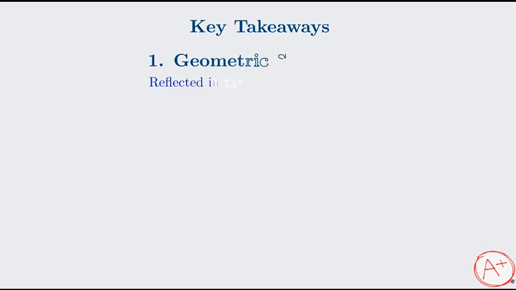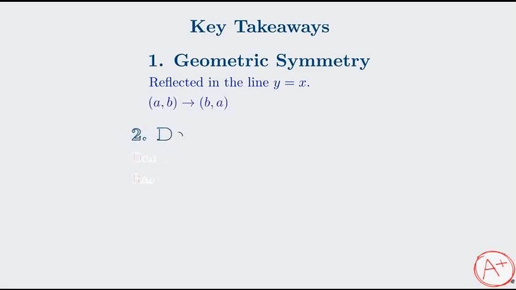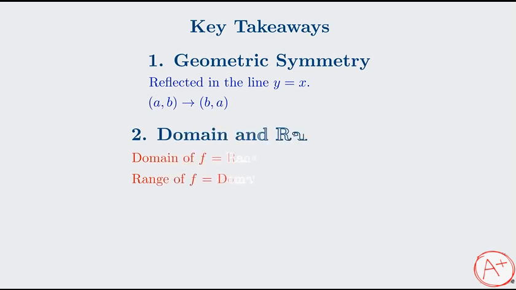To summarize the essential points from today's lesson on functions and their inverses, the graph of an inverse function is a reflection of the original function in the line y equals x. This reflection swaps every coordinate from (a, b) to (b, a). The domain of the original function becomes the range of the inverse, and the range of the original function becomes the domain of the inverse. Always find the range of the original function to identify the domain of its inverse.